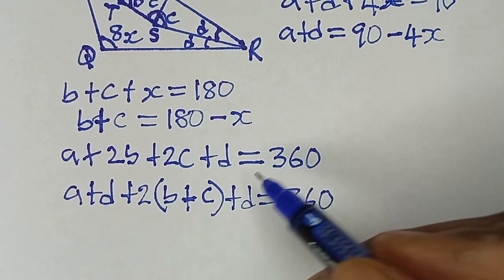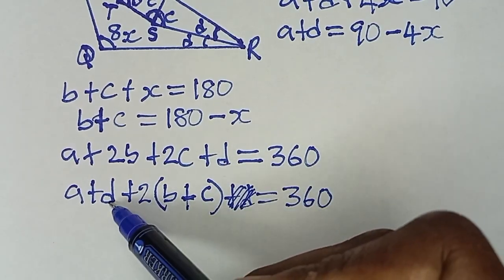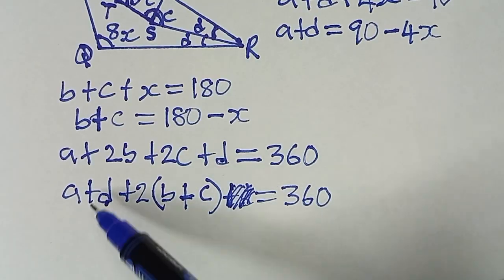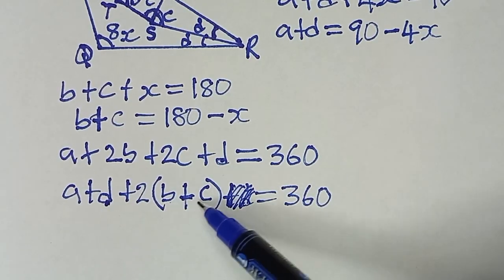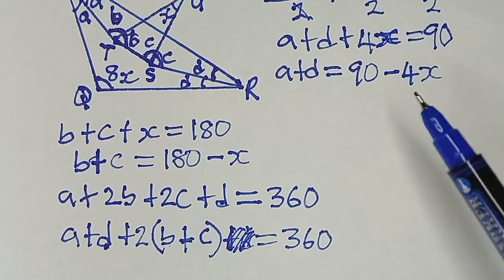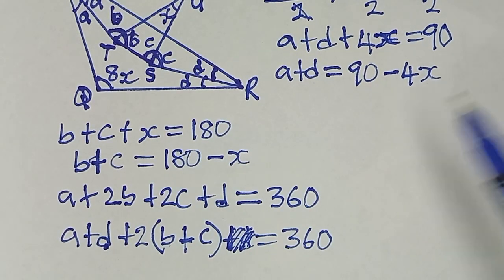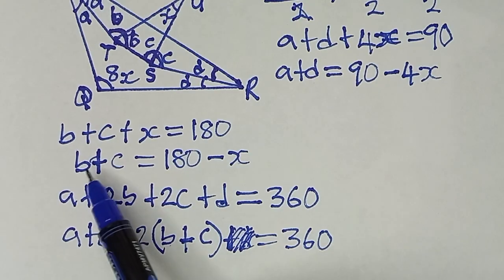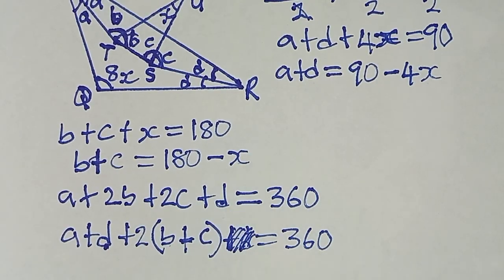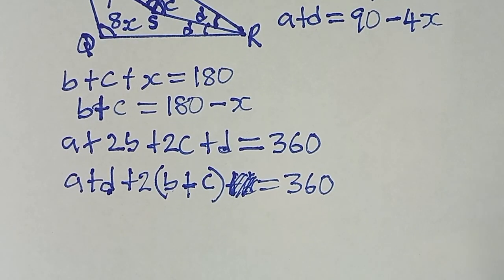But don't forget, I already have the values for A plus D and B plus C in terms of, oh sorry, this D is no longer there, because this D is here already. So I brought this D to this point, so it's no longer here. So I already have A plus D and I have B plus C already. Let's check it out. So this is my A plus D. You can see A plus D is 90 minus 4x. And then B plus C, you can see it here. B plus C is already 180 minus x. So I can go on now and substitute values.